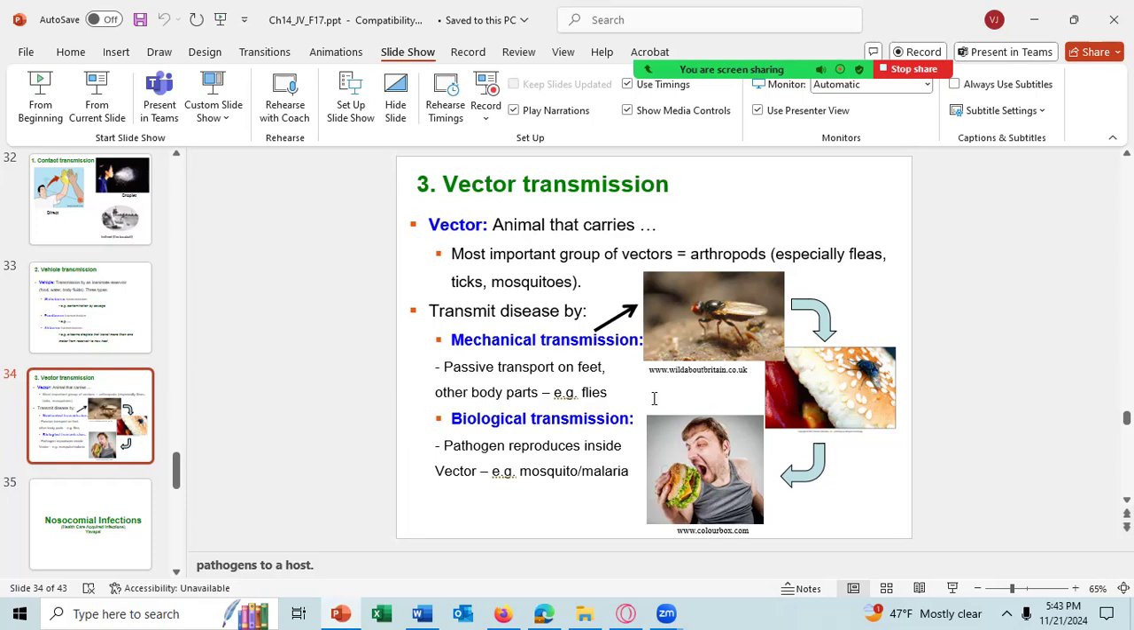There's also vector transmission, which is considered biological transmission, and this is where the pathogen actively reproduces inside of the vector. And then the animal, when it bites the patient, transmits the disease-carrying organisms to the patient. An example of biological transmission is malaria, which can grow in the mosquito, and then when the mosquito bites the human, they transmit the malaria to the human. Biological transmission. It's not passive, mechanical transmission.